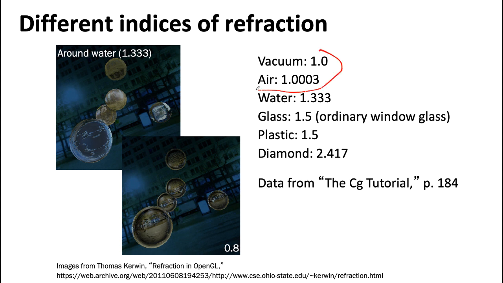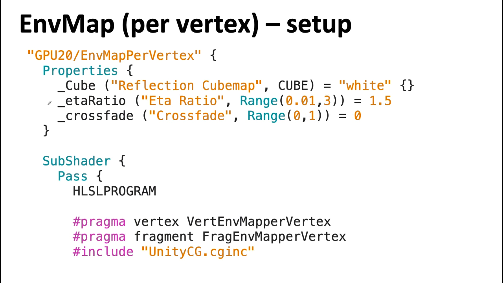As we can see, air has an index of refraction pretty close to a vacuum. Water is higher, which is why things look distorted if you're looking down into a pool. Glass and plastic are a little bit higher. Diamond is extremely high. So let's take a look at the code.